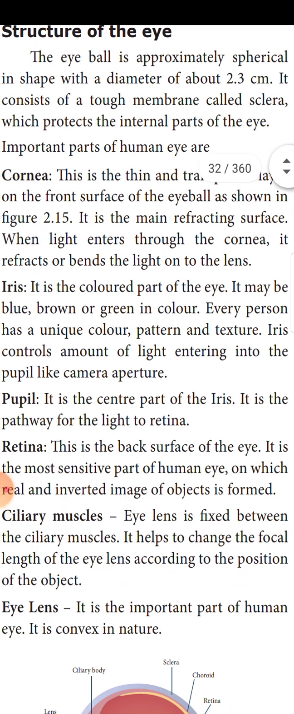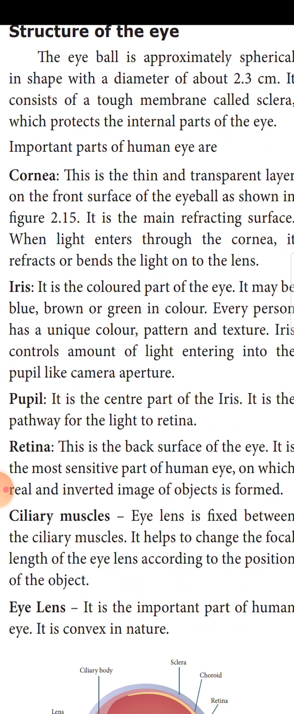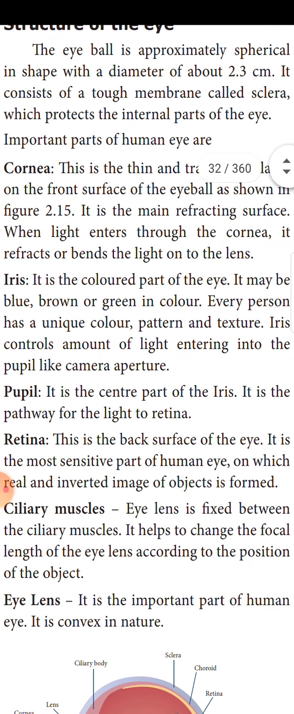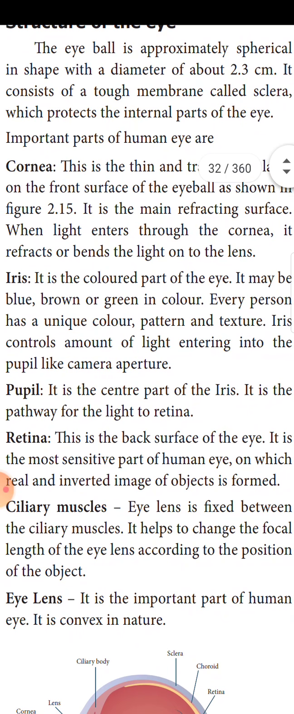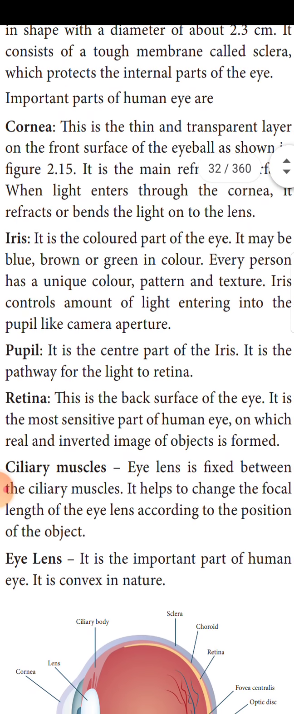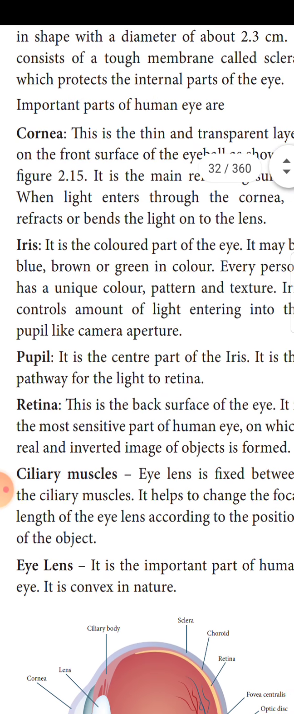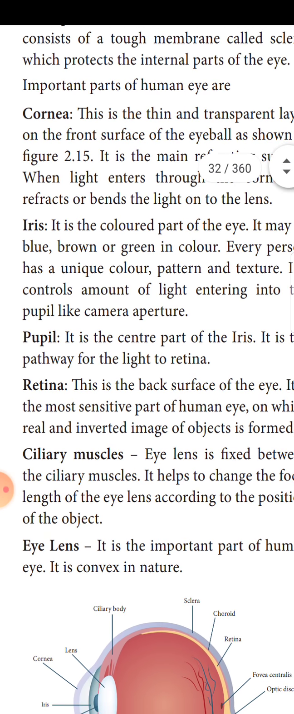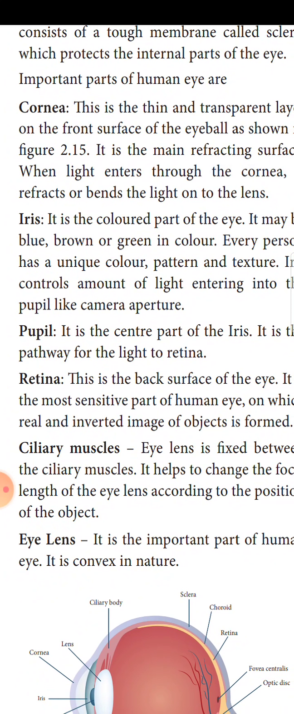The cornea is the main refracting surface. When light enters through the cornea, it refracts or bends the light onto the lens. That is the work of the cornea. The iris controls the amount of light entering into the pupil like a camera aperture.